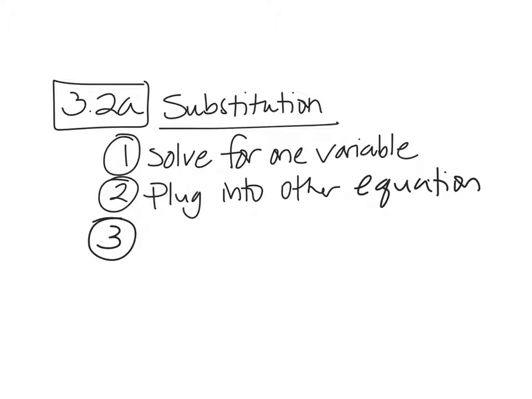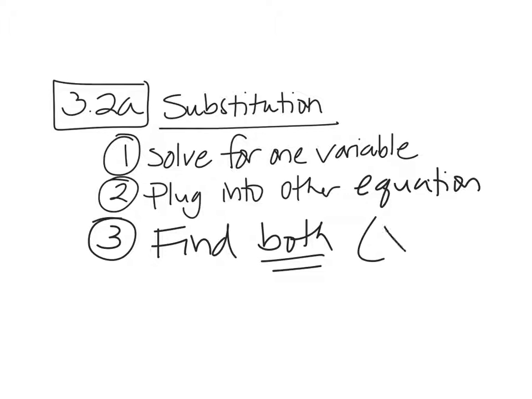Then, at the end, you need to find both x and y. At the end, you're going to solve for one of the variables. x will equal something. But then you have to tell me what y is. They're points. They're always points. We're still finding points of intersection, just a different way to find them by using substitution. All right, so here we go.